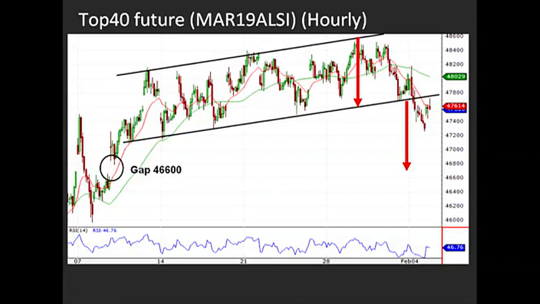What we typically see with this Top 40 is that very often those gaps do get targeted. If not immediately, it might only be a few weeks later, as is the case here. But it's quite common to see that those gaps do get filled at some point in time. Now, the fact that the market's broken down below the bottom of this channel that I'm identifying there suggests to me that we could be heading lower in the near term towards that gap.